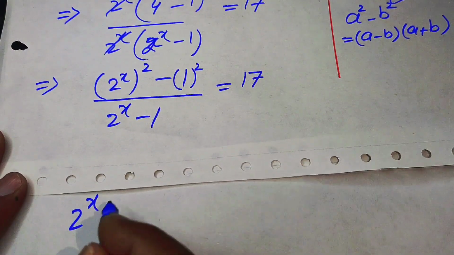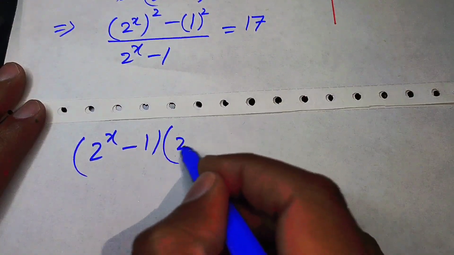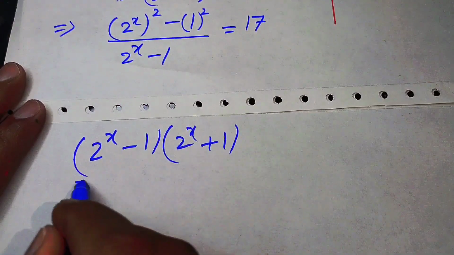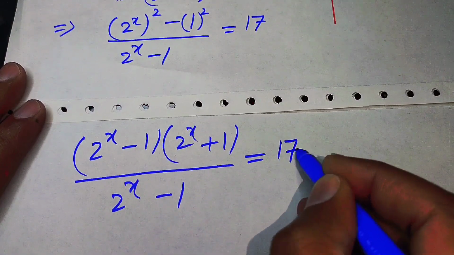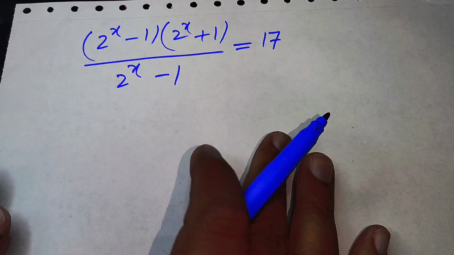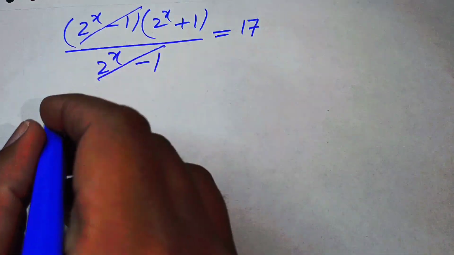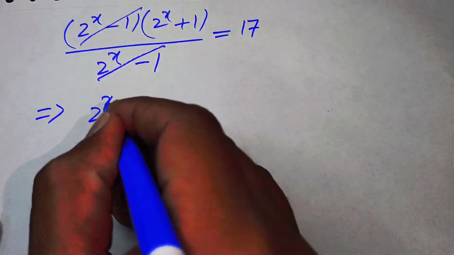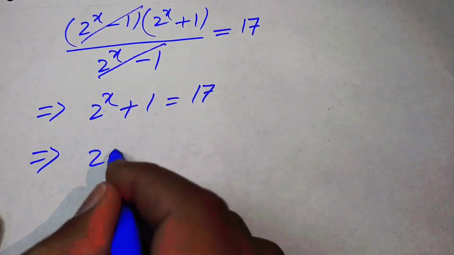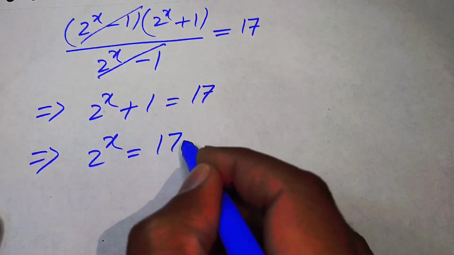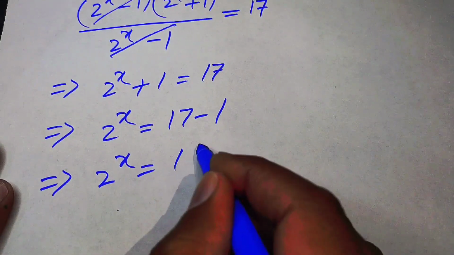We write this term as (2^x − 1) times (2^x + 1) over (2^x − 1), equal to 17. And after that these terms are gone, and we obtain 2^x + 1 equal to 17, and this implies 2^x equals 17 − 1, and this becomes 16.